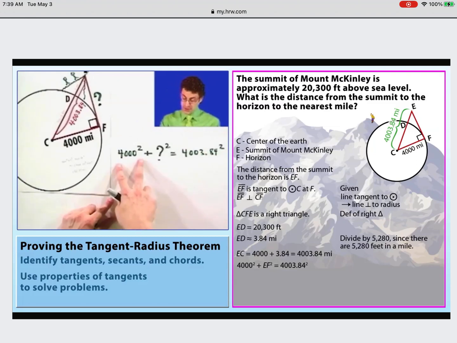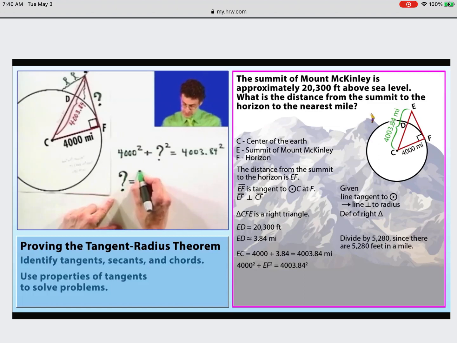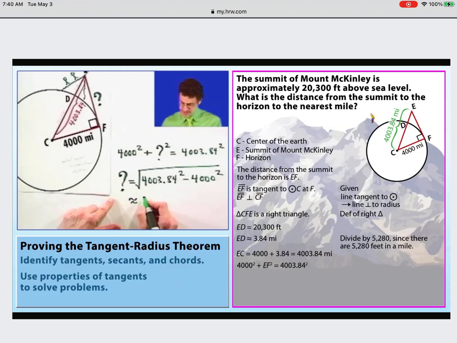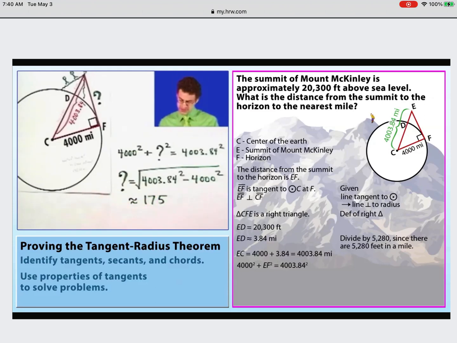Now I've got to solve for question mark. Well, I'll subtract 4,000 squared from both sides, and so therefore it goes away here, and I just have question mark alone. And then I can take the square root of both sides. I'm taking the positive square root since question mark actually represents a length. And so I see the square root of 4,003.84 squared minus 4,000 squared. And if we compute that on a calculator, we see approximately 175, actually 175.3, but let's round to 175, and the units there are miles.